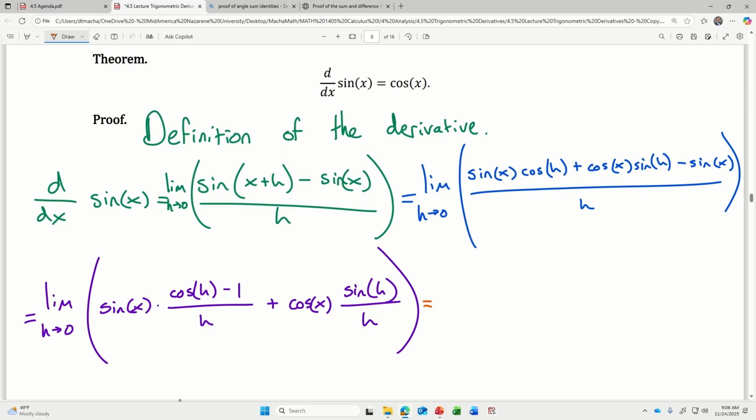So this is a limit as h approaches 0. It doesn't care what's happening with the x. If I'm taking a limit as h approaches 0, then anything that only contains x, any of those factors can be taken outside of the limit. And then I'm going to have cosine of h minus 1 divided by h. And I can separate my limit too, where I have a plus sign.